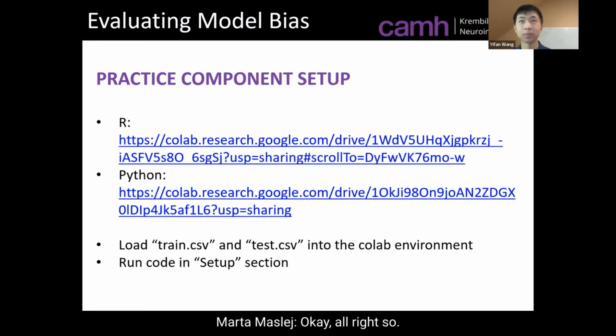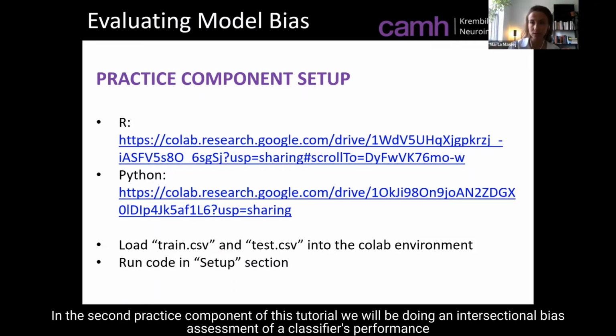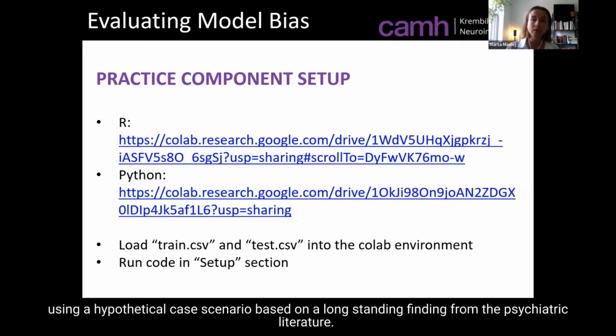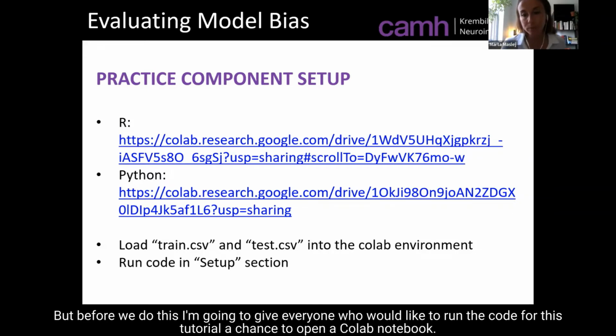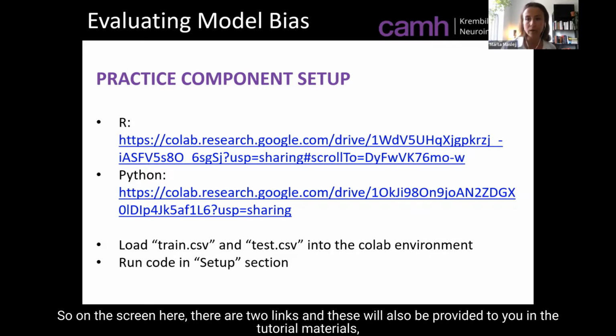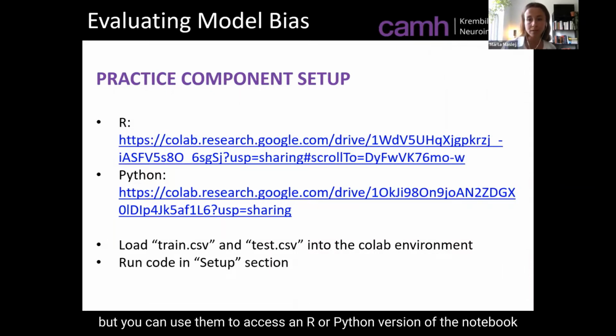All right. So in the second practice component of this tutorial, we'll be doing an intersectional bias assessment of a classifier's performance using a hypothetical case scenario based on a long-standing finding from the psychiatric literature. But before we do this, I'm going to give everyone who would like to run the code for this tutorial a chance to open a Colab notebook. So on the screen here, there are 2 links, and these will also be provided to you in the tutorial materials, but you can use them to access an R or Python version of the notebook.